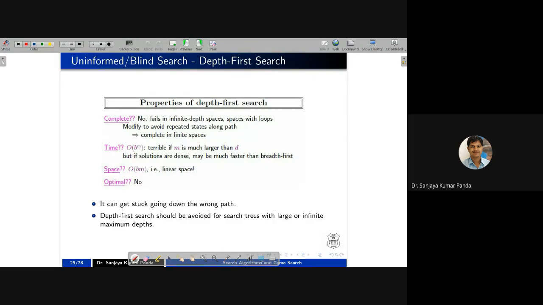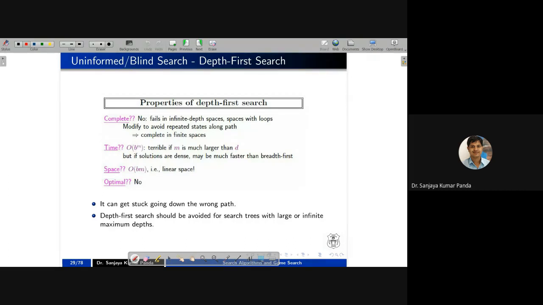And what is the time complexity? The time complexity is order of b to the power m. If the maximum depth you can consider is d, and if m is much larger than d, then only you can say it is order of b to the power m. And space is order of bm to keep the elements, and it is not optimal.